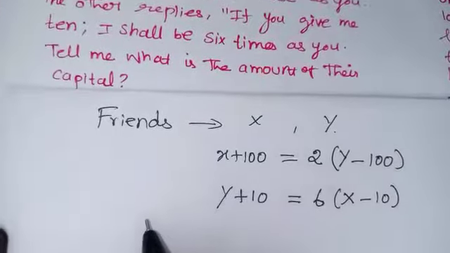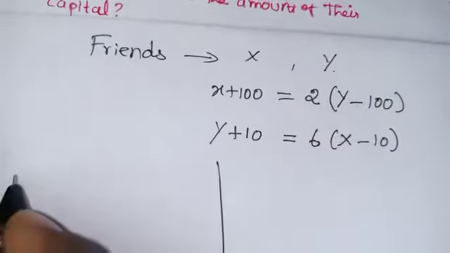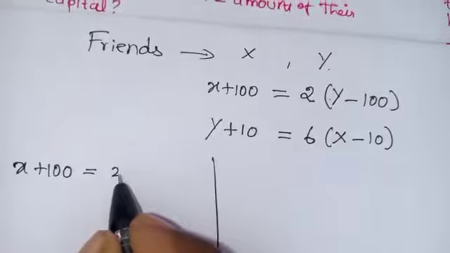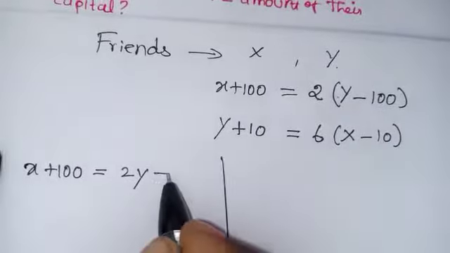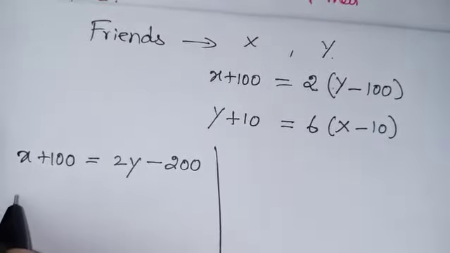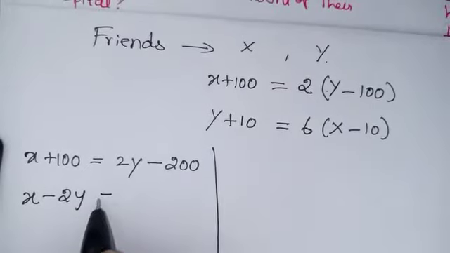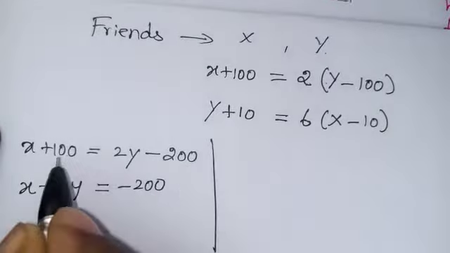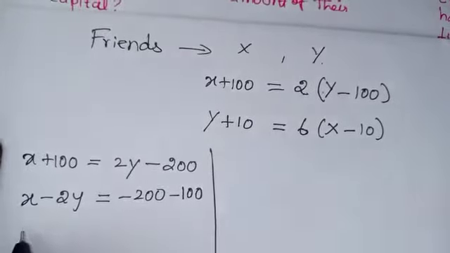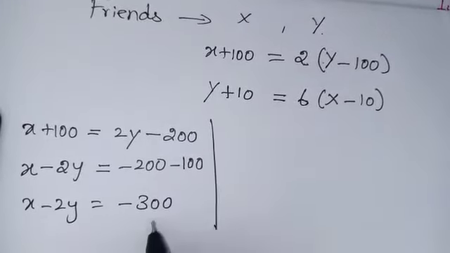From the first equation, X plus 100 you keep as it is, which is equal to 2 into Y, 2Y, and 2 into 100, 200. Minus symbol is there, so minus 200. Bring all the variables to one side. Keep this X here. This plus 2Y, if you bring it to this side, will become minus 2Y, which is equal to minus 200, and this plus 100, if you take it to the other side, will become minus 100. Now X minus 2Y is equal to minus 300. So this is our first equation.